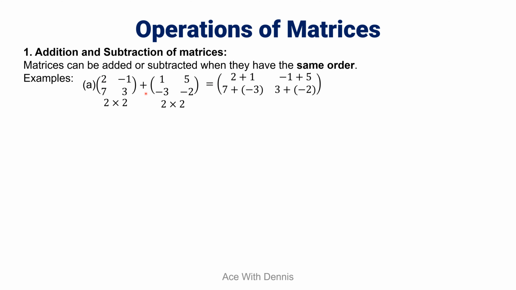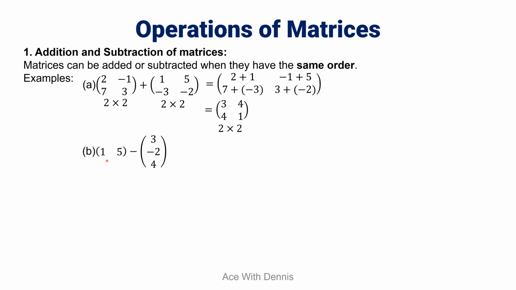So 2 plus 1, negative 1 plus 5, then 7 plus negative 3, and 3 plus negative 2. After that, we do the calculation. For every element, we will have 3, 4, 4, 1. And the order of this result will be 2 times 2. As you can see, all of these 3 matrices have the same order.